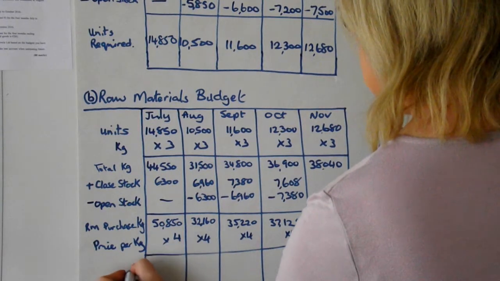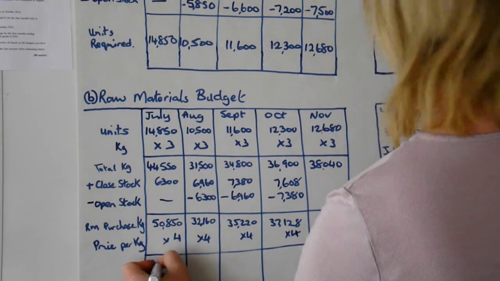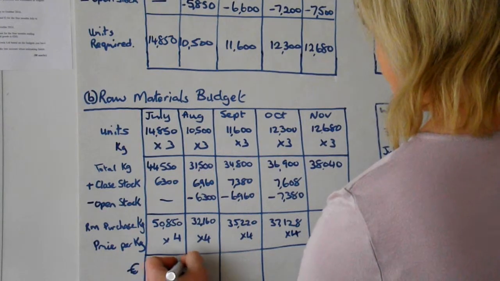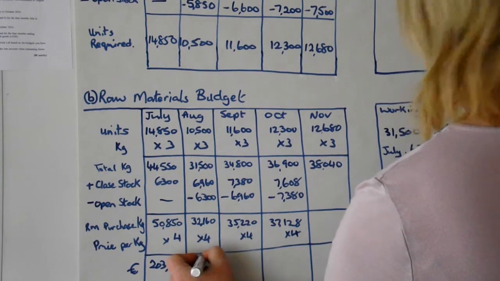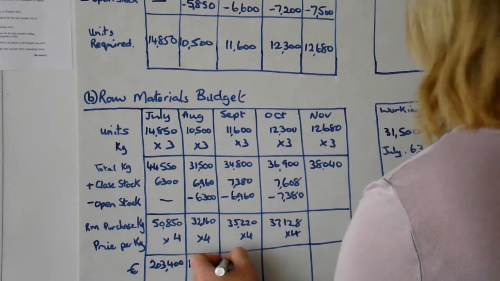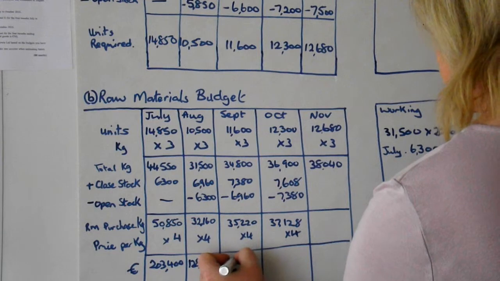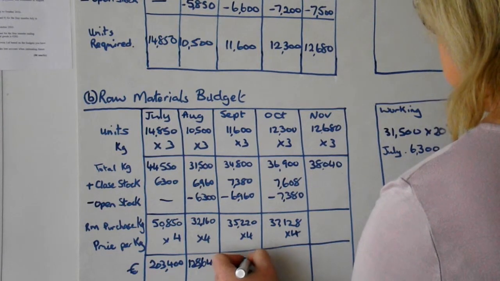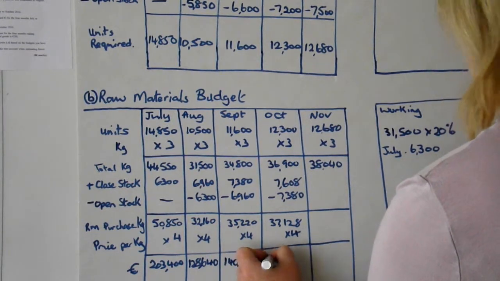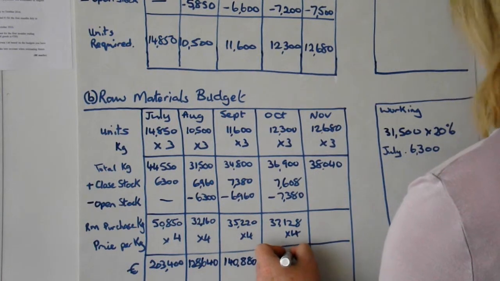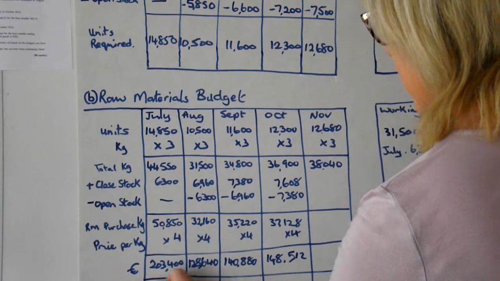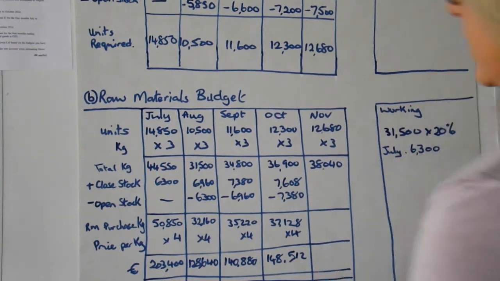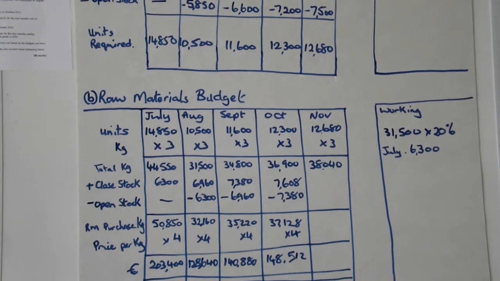So in euros, we have 203,400. We have 128,640. We have 140,880, and we have 148,512. So no need to show your workings there, simply do them on your calculator and slot them into your grid. And that is your raw materials purchase budget.